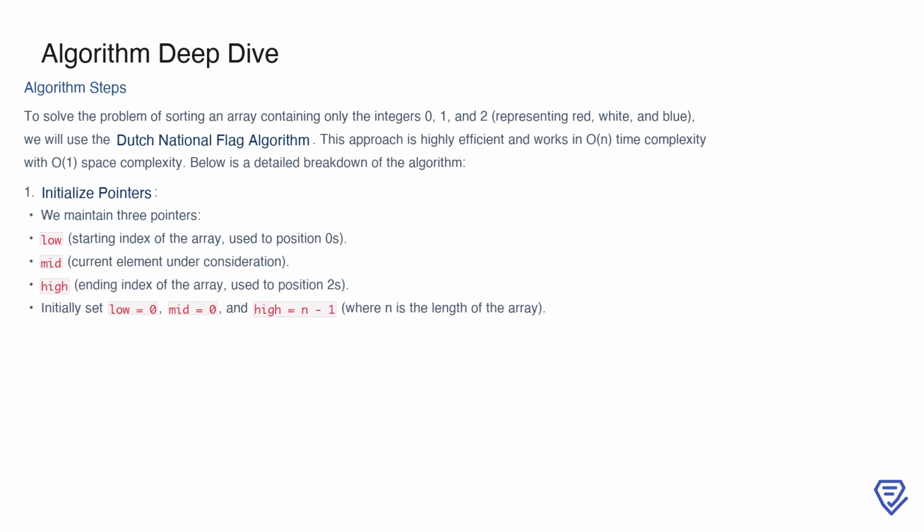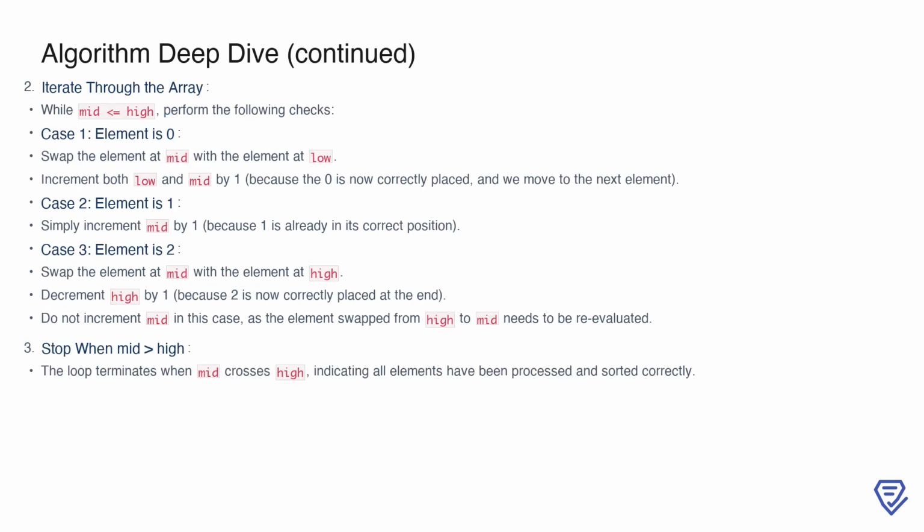Initially, all 3 pointers are set as follows: low and mid start at index 0, and high is set to the last index of the array. This setup ensures that we can process the array in a single pass while keeping the placement of zeros, ones, and twos organized efficiently.